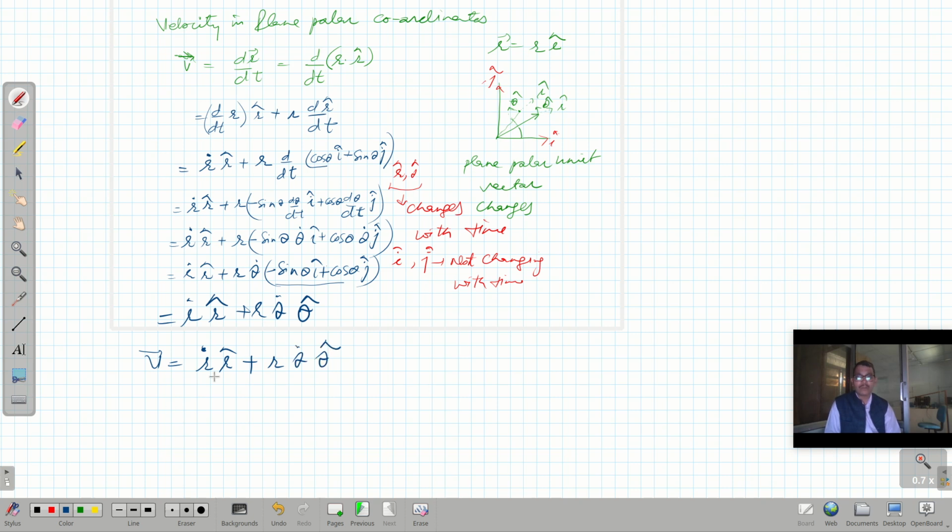So this is the r component, and this is the theta component. So V r is basically r dot, and V theta is equal to r theta dot. These are the few things which we have to remember. Now let me talk about acceleration in plane polar coordinates.